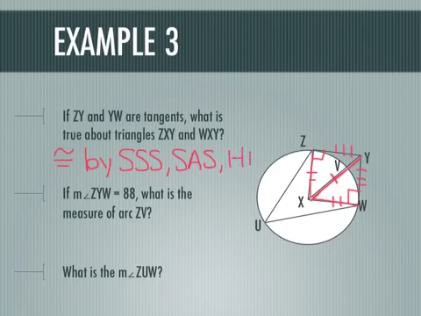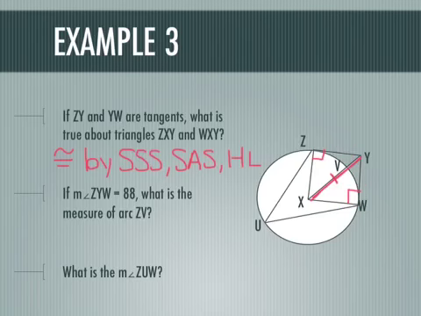If this were on a test, would you want to name all of them? Nope, you could just name one, but you would also have to say why we knew these were congruent. You would have to justify it a little bit more. But you could just go for one of them. It would be good.